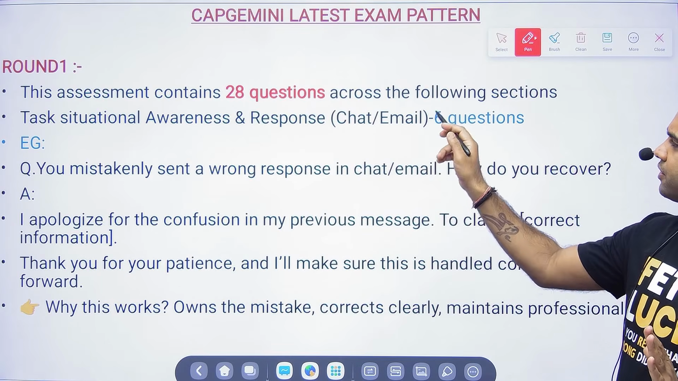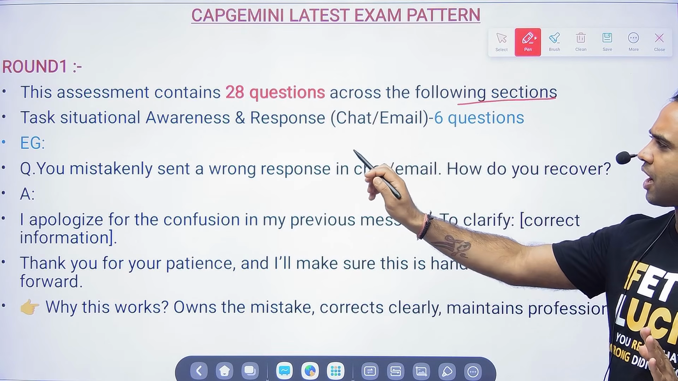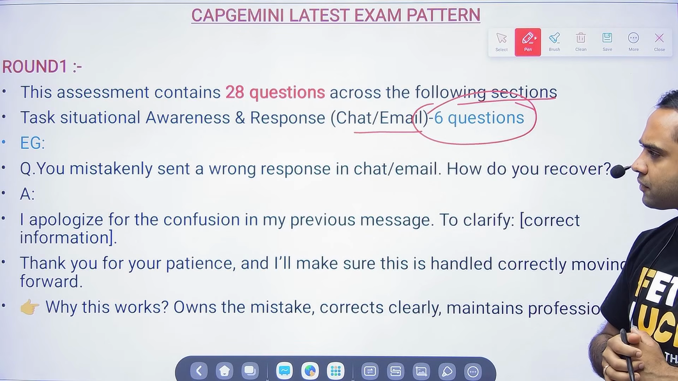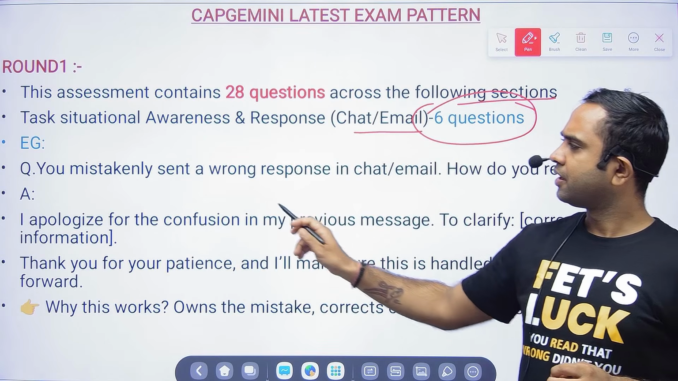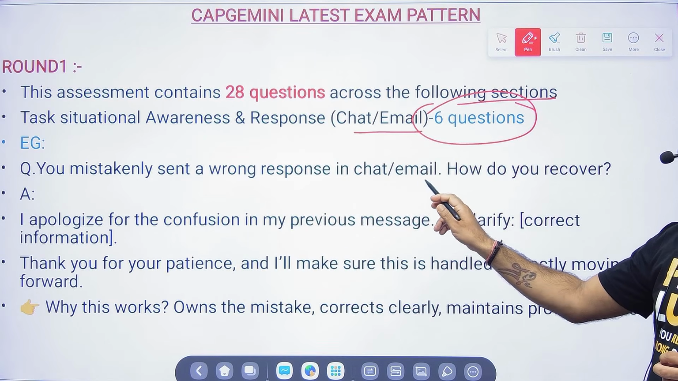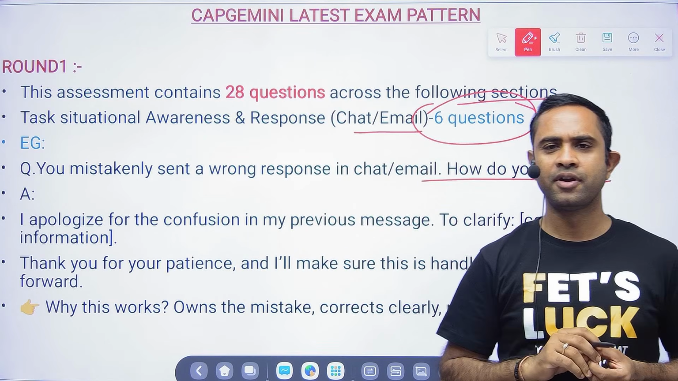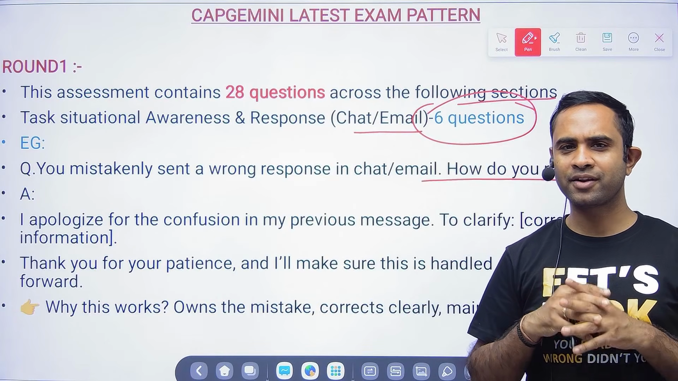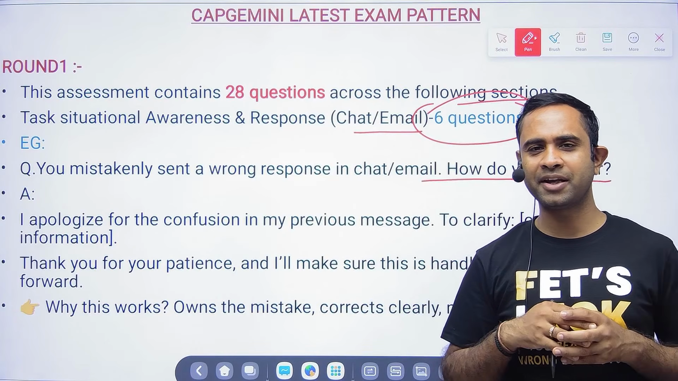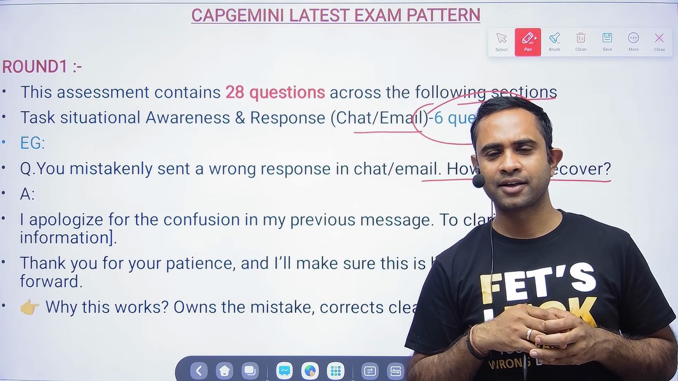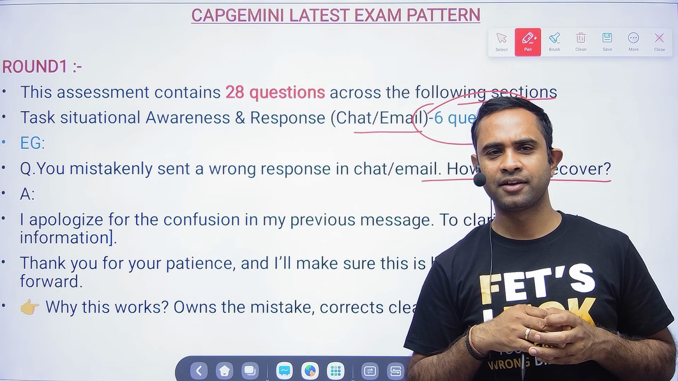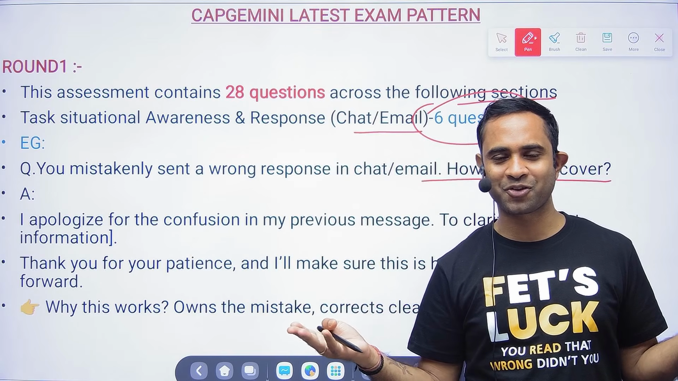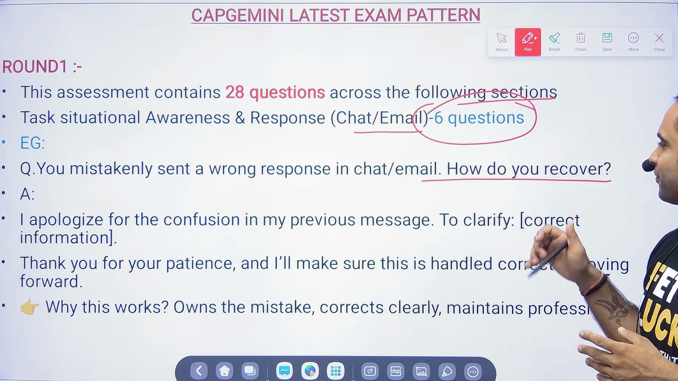This assessment contains 28 questions. Out of that, task, situational awareness and response, chat, email, 6 questions. So here, you mistakenly sent a wrong response in the chat mail. How do you recover? Your manager asked, did you complete the task? Now you are replying, okay baby, we'll meet at 6 p.m. at Connaught Place in KFC, right? So obviously that is a wrong response. So how are you going to correct it?